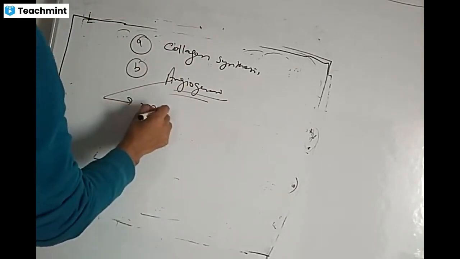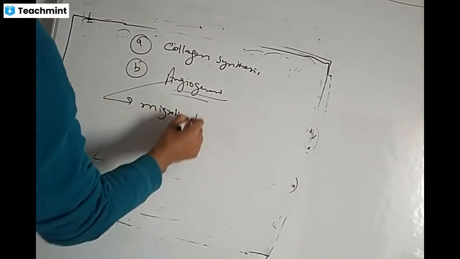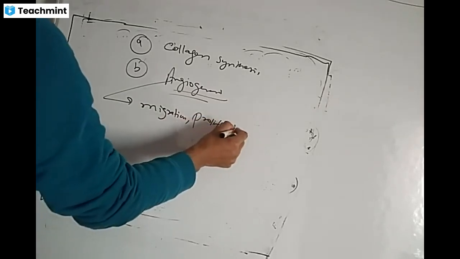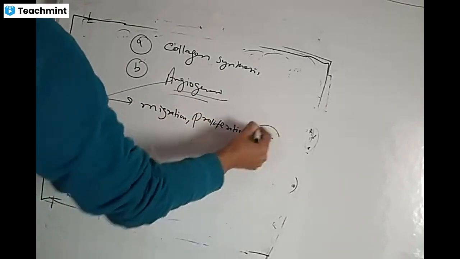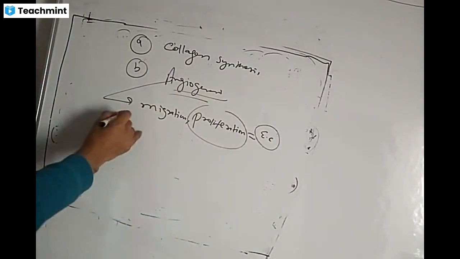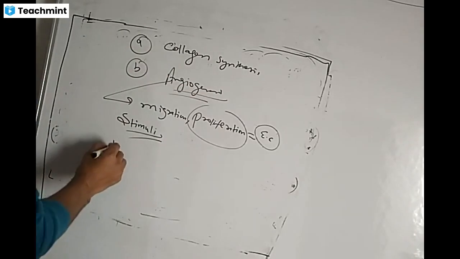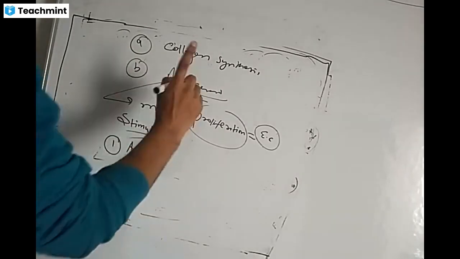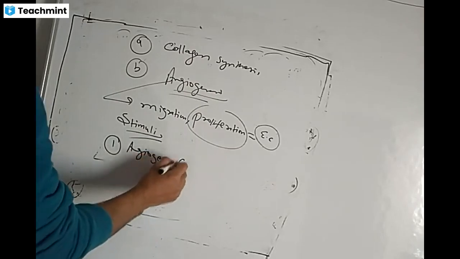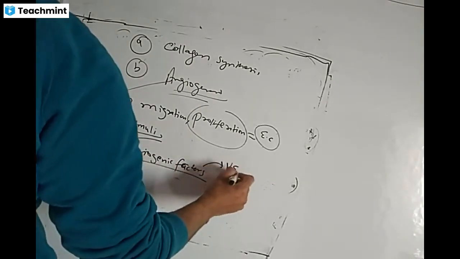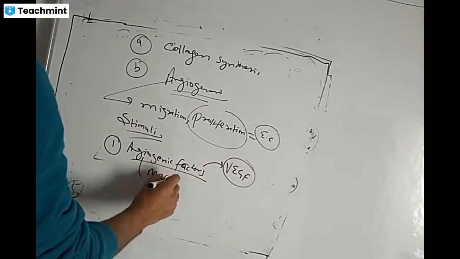So in this phase, again there is migration and proliferation of endothelial cells. For their proliferation, some stimuli are needed, similar to fibroblasts. The first stimulus is the angiogenic factors. Angiogenic factors are needed, like VEGF, vascular endothelial growth factor, and these are secreted by the macrophages.